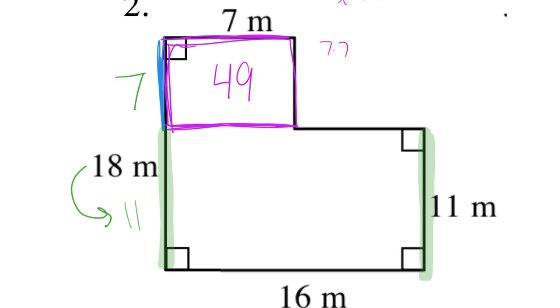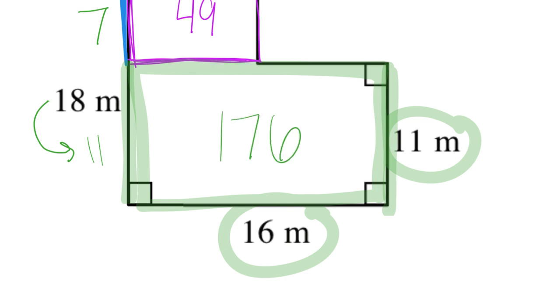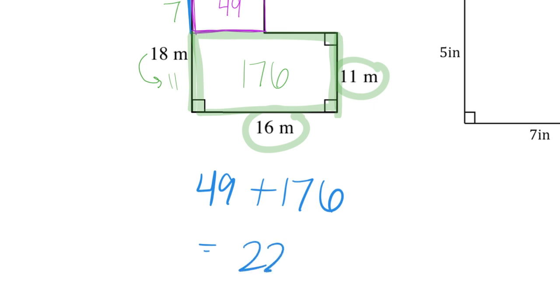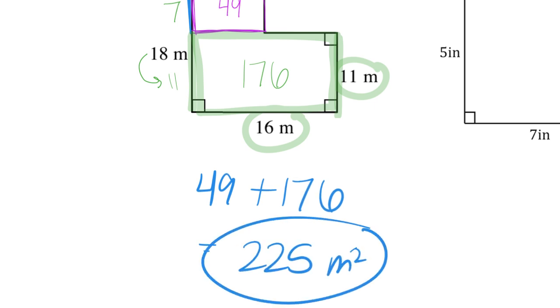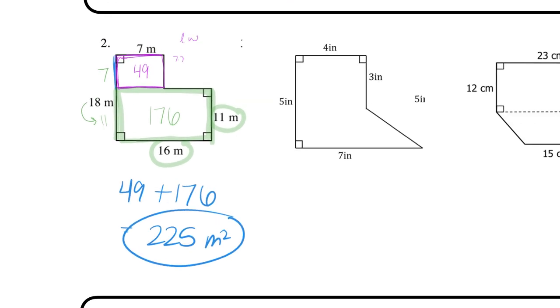And then now we're going to find the area of the rectangle on the bottom. So this green rectangle here, that would just be 11 times 16. That's the length and the width of that rectangle. So that would give us 176. So then the total area of this whole shape would be 49 plus 176, which is 225 square meters. So that's how you find the area of these strange looking shapes. You just have to split them up into multiple shapes.